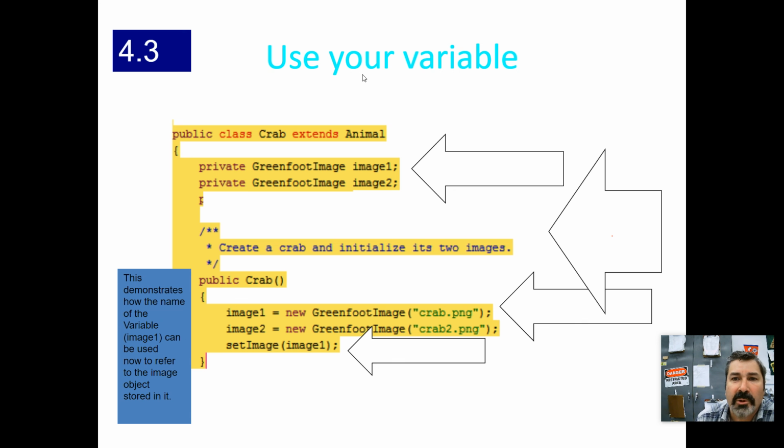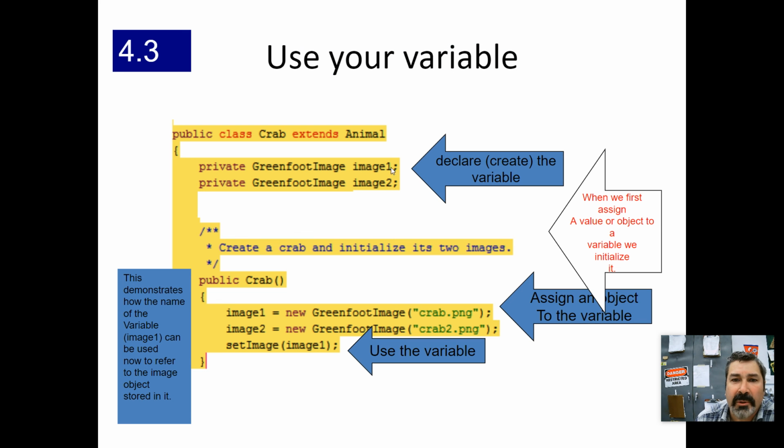All right, get out your handouts for this one. So this is where we declare or create the instance variable. So we have an empty box, image 1, image 2. This is where we assign an object to the variable. So that empty box now has a reference to a Greenfoot image object there, and this one now has a reference to a Greenfoot image object.